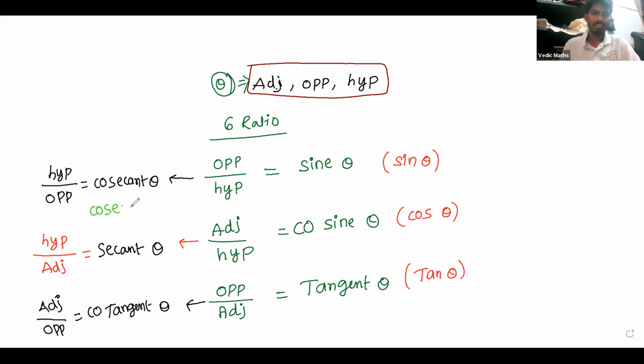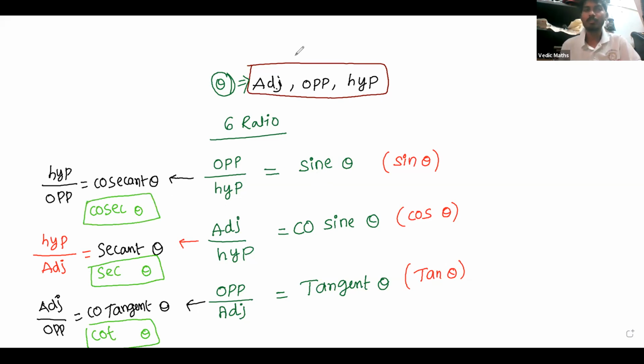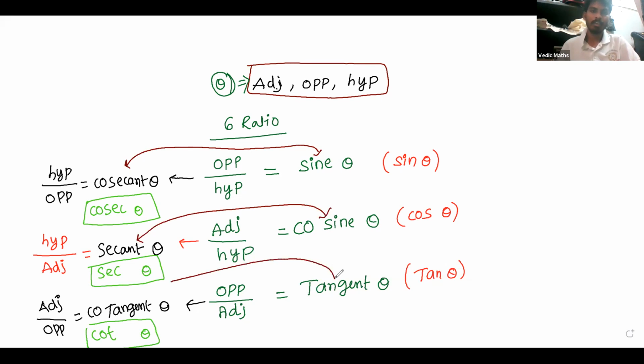Let us see their short names. This is cosec theta. This is sec theta. This is cot theta. I think you understand which ratio is opposite to which one. So sine's opposite will be cosec theta, cos's opposite will be sec theta, and tan's opposite will be cot theta. Is it clear?